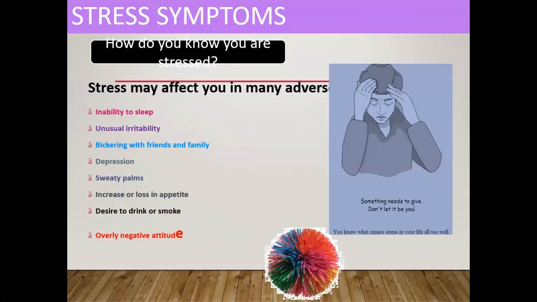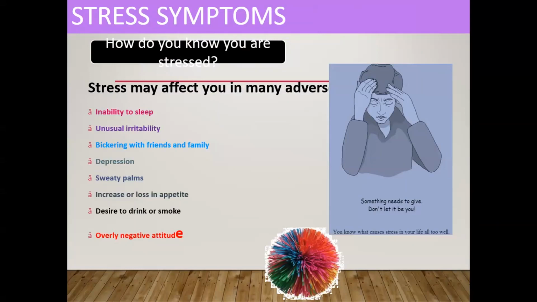So one, the inability to sleep. Do you find that sometimes when you go to bed, you're unable to fall asleep at the time when you regularly do so? Or you go to bed, you fall asleep, and you find yourself waking up in the middle of the night or several times during the night. It means that you are losing sleep. This may be a sign of stress.